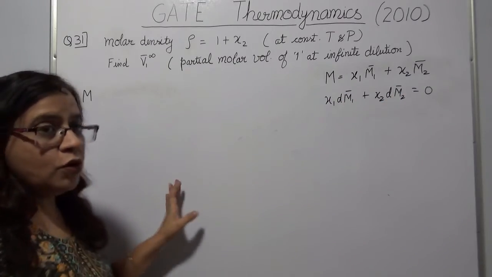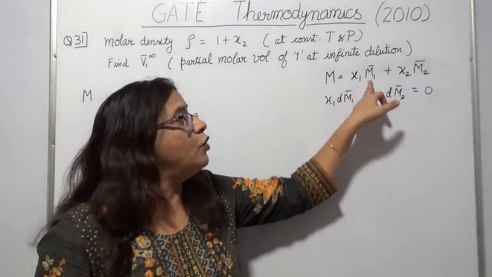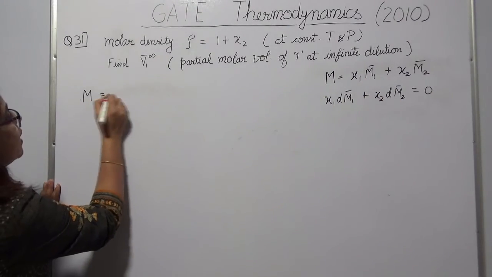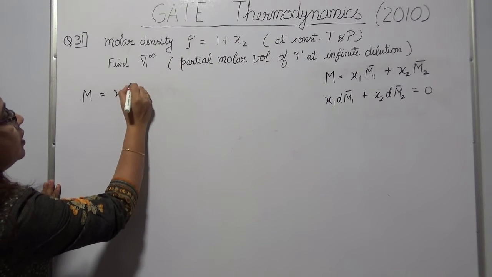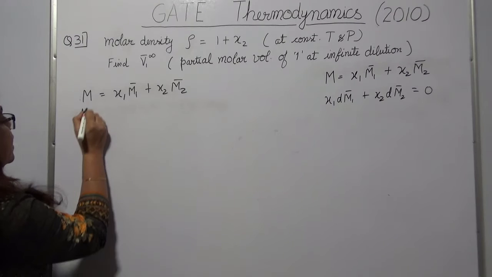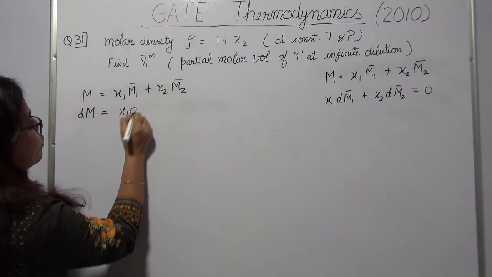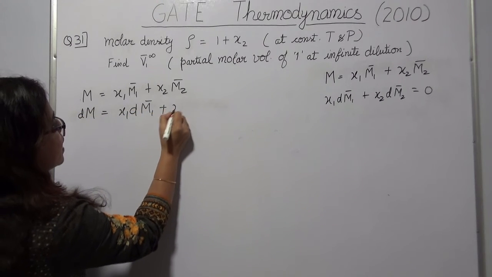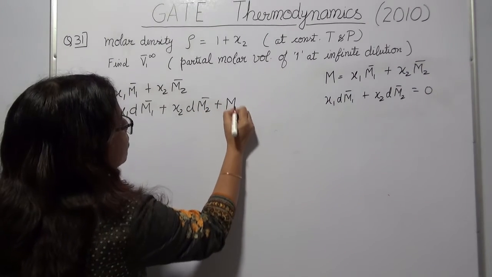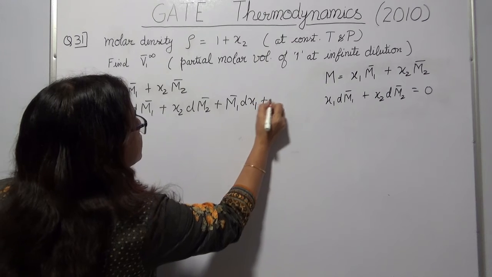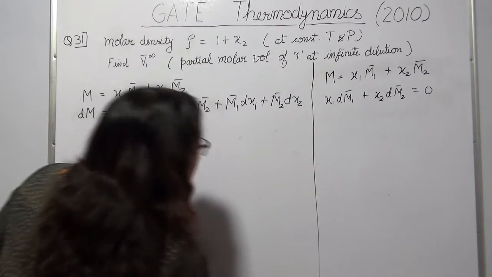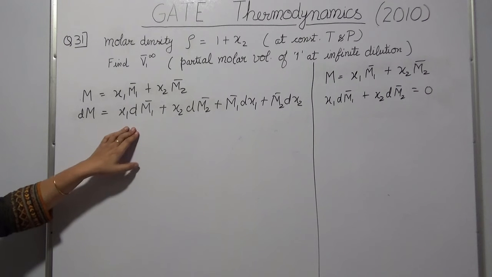Our problem now is, if the mixture property is given, how do we find our partial molar properties? That is what we are doing right now. So let me write my summability relation. Now if I take a derivative of this equation, I get dm equal to x1 dm1 bar plus x2 dm2 bar plus m1 bar dx1 plus m2 bar dx2. Okay, this is what I get.